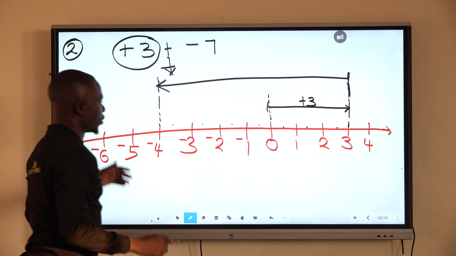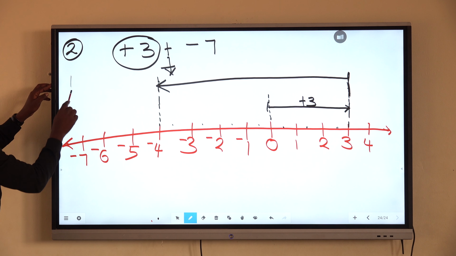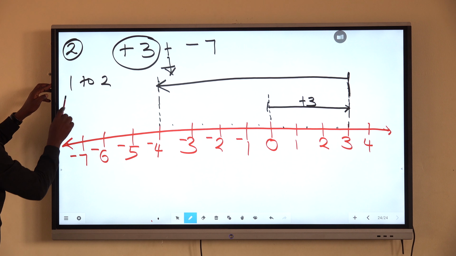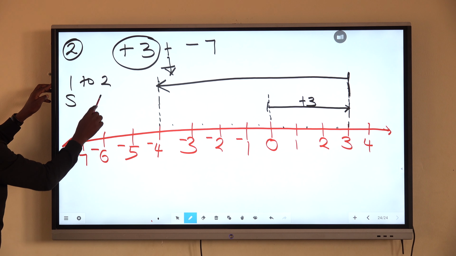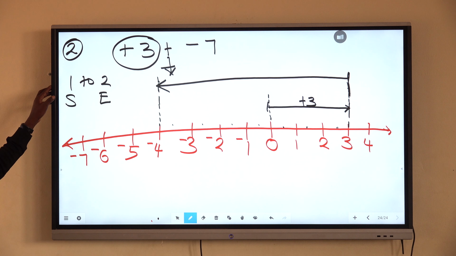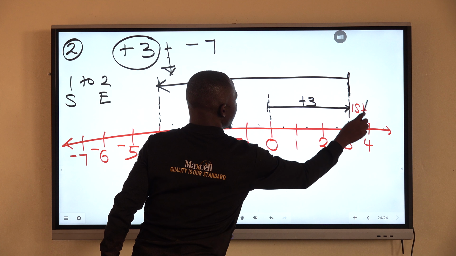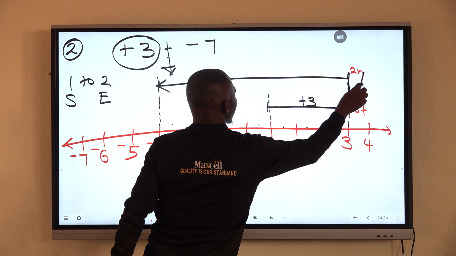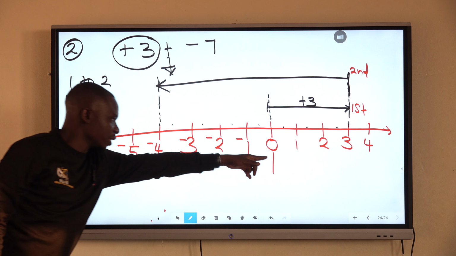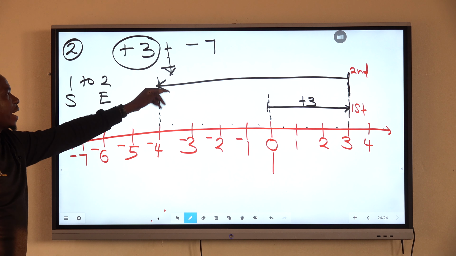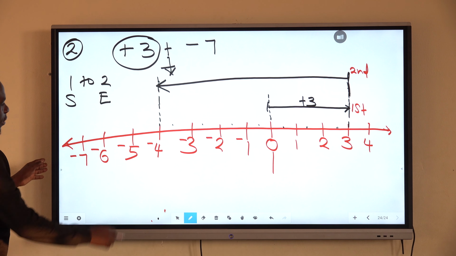Then lastly, to draw the answer arrow, remember we said 1 to 2, from where the first one starts up to where the second one ends. This is our first arrow, and this is our second arrow. We start from 0 up to where the second arrow, the top arrow, has ended.